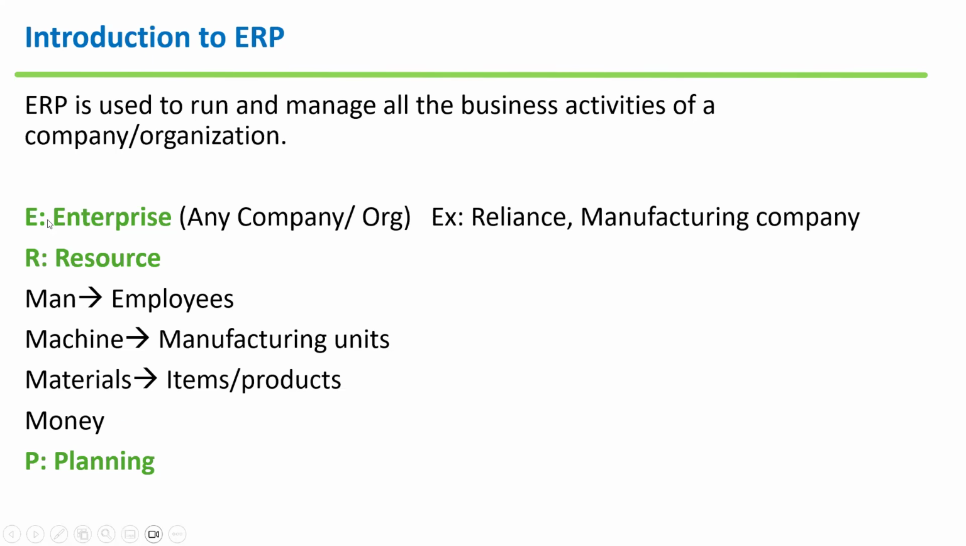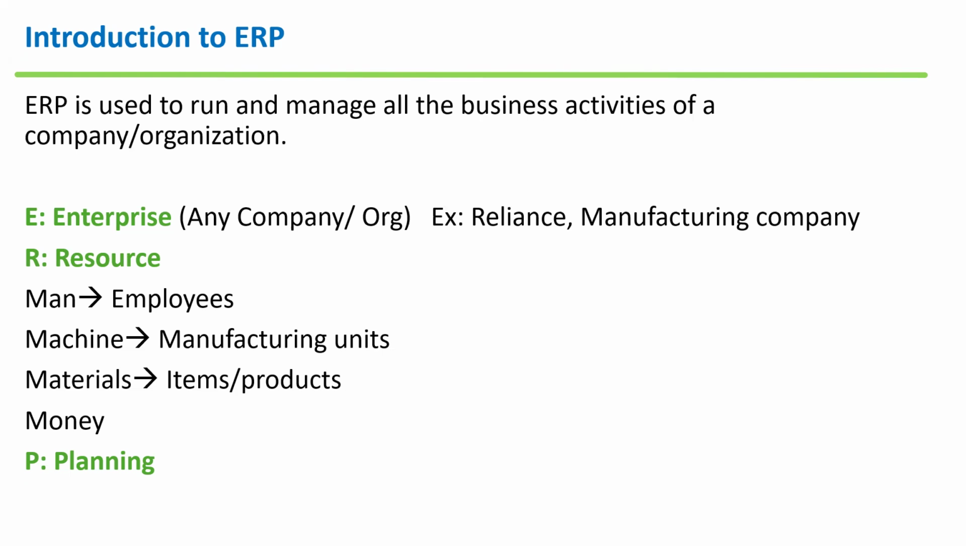E is nothing but enterprise. Enterprise is any organization or any company. For example, you can take Reliance or any manufacturing company. Resources: to run any organization or business, we need basic resources. For example, take a manufacturing company producing mobile phones. They need men, that is employees. They need machinery to make the product, and they need materials like screens, chips, batteries, and these come under resources.